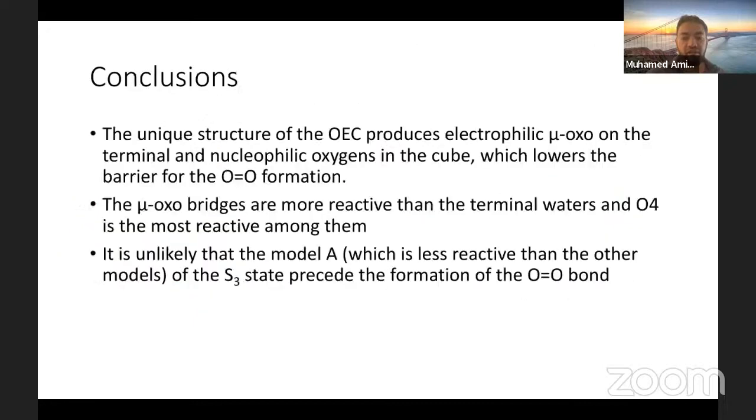So at the end, this was the conclusion: that the OEC is reducing the barrier to form O2 by forming a nucleophilic and an electrophilic oxygen next to each other. And we also see that the nucleophilic oxo bridges are more reactive than the terminal water. And we need to do more structural changes in order to do the bond formation for the currently proposed models. Yeah, and that's it for today. Thank you. Thank you very much.